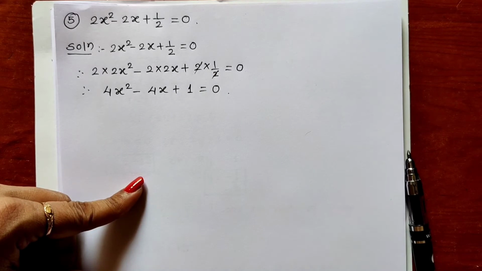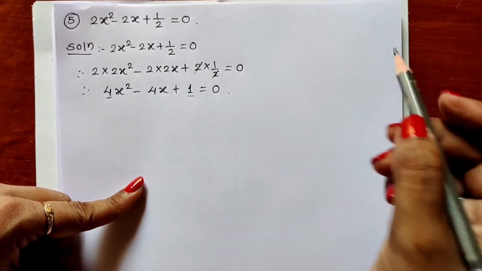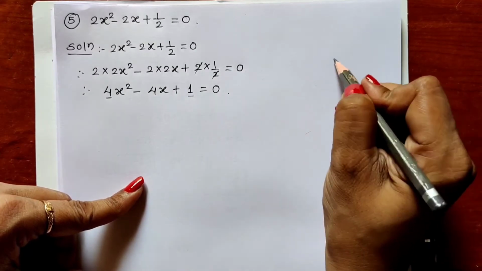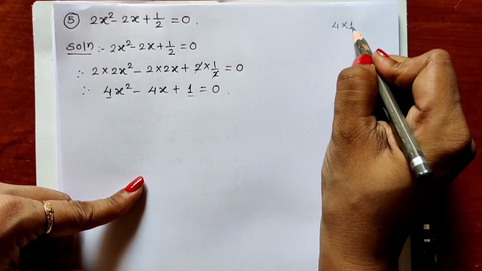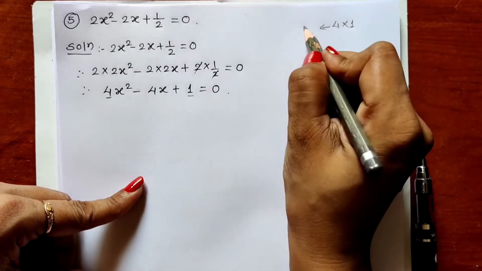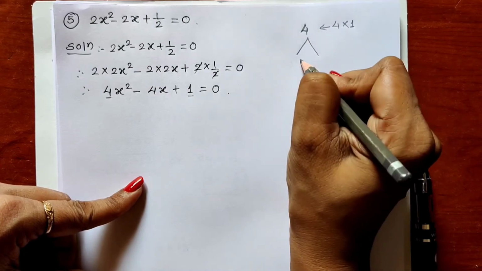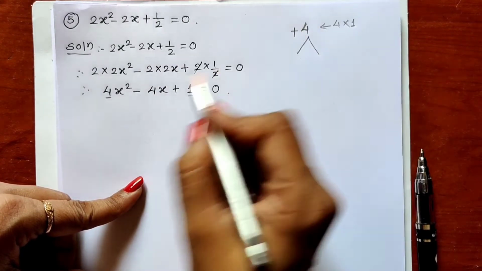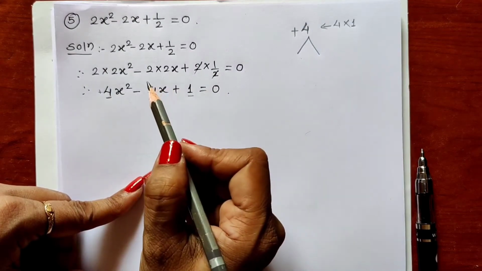We will have to find out the factors of the multiplication of the first term and constant term. Multiplication of the coefficient of the first term, which is 4, into the constant term 1. So this multiplication is 4. So we will have to find out the factors of 4, two factors of 4. Plus sign is there because this first term is also having plus sign and the constant term is also having plus sign.